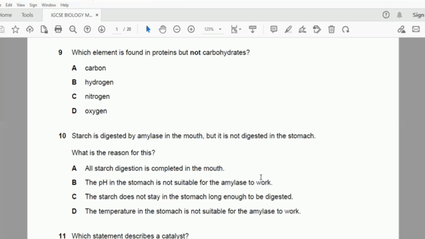The pH in the stomach is not suitable for the amylase to work. Of course, the stomach is highly acidic, with a pH of about 2, and the amylase doesn't work in that kind of pH. Amylase is an enzyme, and remember that enzymes are sensitive to temperature. They are also sensitive to pH. So in here now, the answer is B.